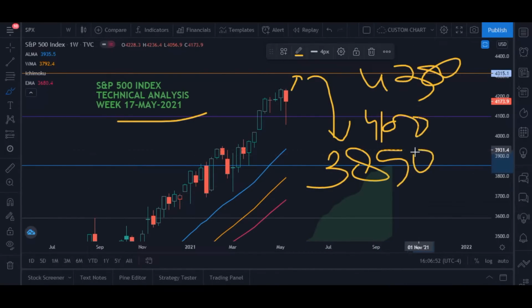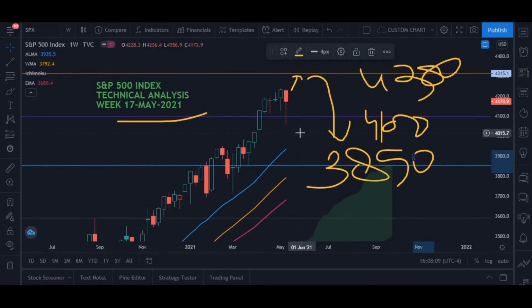Whatever is going to happen in the coming week, in the week of 17th of May 2021, will happen between 4300 and 3850. These are the resistance and the support. If the market goes sideways, or remains stagnant, then it will move between 4300 and 4100 only. Else it will move between 4300 and 3850.